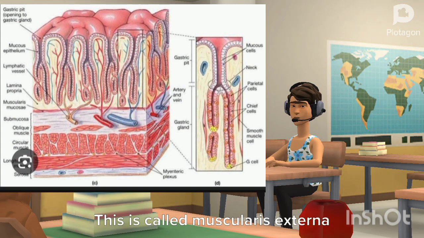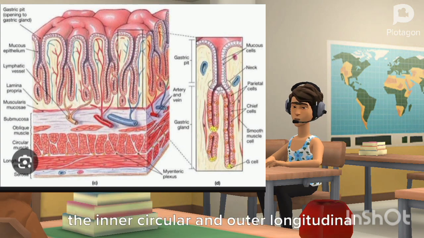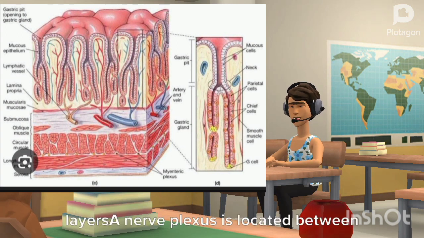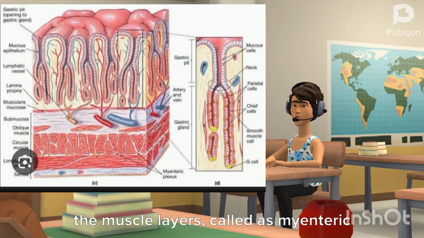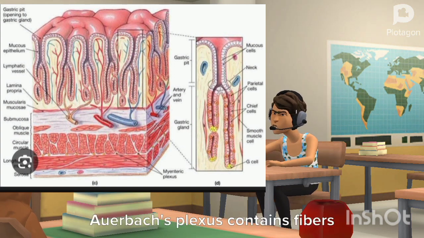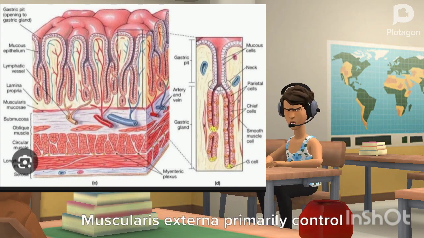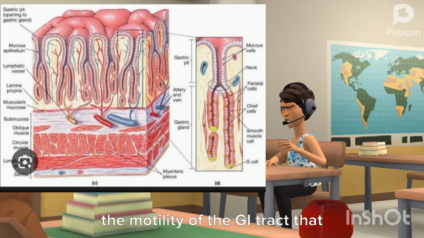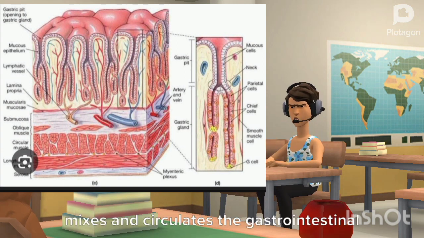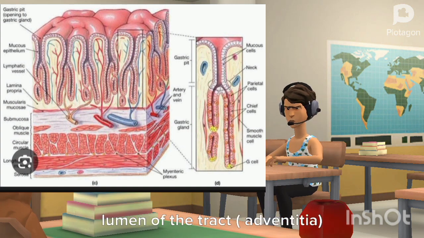Muscular layer. This is called muscularis externa or muscularis propria. It consists of two smooth muscle layers: the inner circular and outer longitudinal layers. A nerve plexus is located between the muscle layers, called the myenteric or Auerbach's plexus. Auerbach's plexus contains fibers from both divisions of the ANS. Muscularis externa primarily controls the motility of the GI tract that mixes and circulates the gastrointestinal contents and propels them along the lumen of the tract.